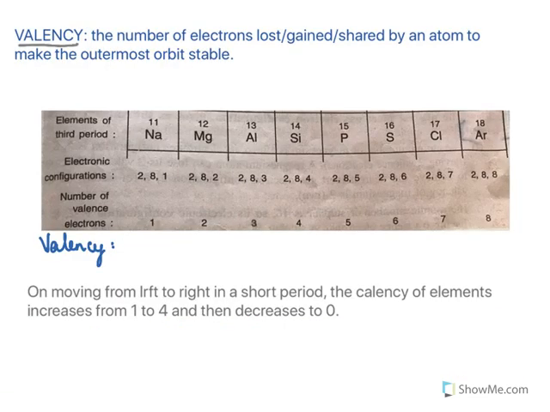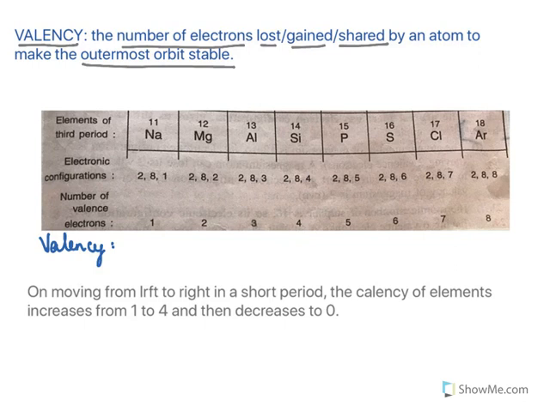Now for the next trend, that is valency. Valency is the number of electrons that are lost, gained or shared by an atom to make the outermost orbit stable. What do you mean by outermost orbit stable? If it is the first shell, it has to have just 2 electrons, and if the outermost shell is like the second, third or fourth, it should have 8 electrons in the outermost shell.